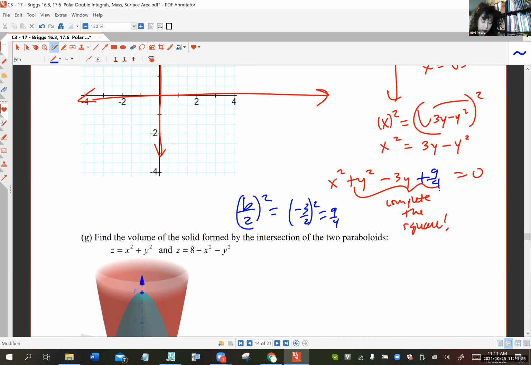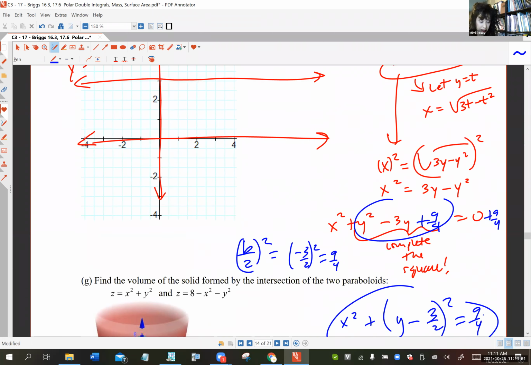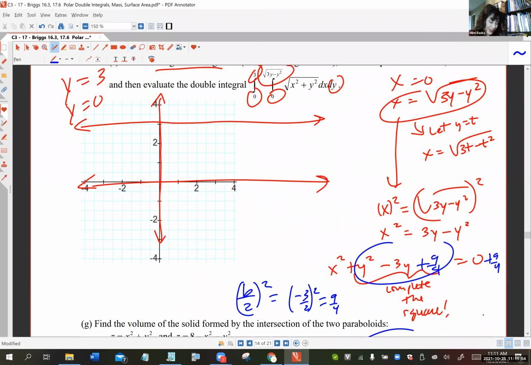You'll get like that. Then you'll go, oh my goodness. And then this is a perfect square trinomial. Y minus 3 halves, the quantity squared equals 9/4. So that turns out to be a circle centered at 0, 3 halves with radius equal to 3 halves. Okay, fine. Well, that's kind of weird. In other words, 0, 3 halves is right there, and it's got a radius of 3 halves, so it's going to look like something like that.